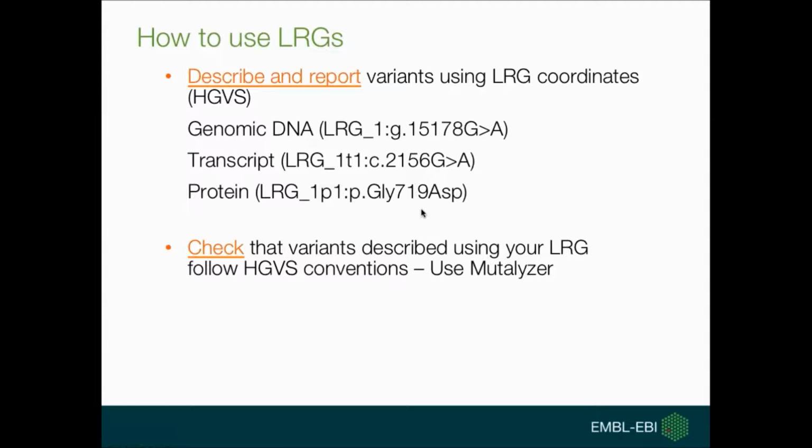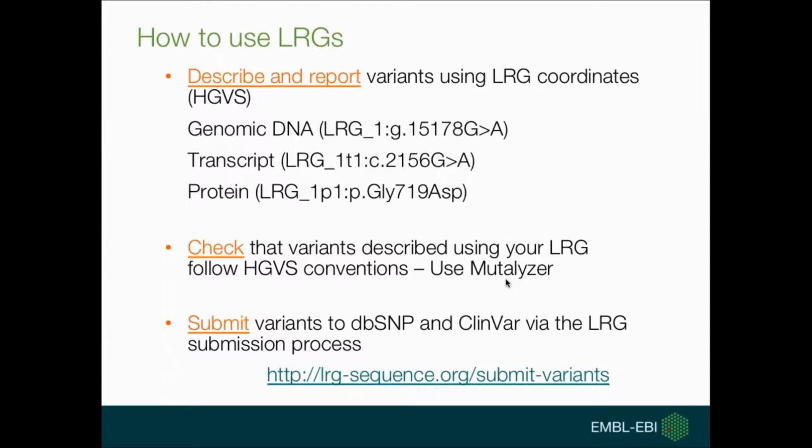Now, it is very important to make sure that once your variant has been described using LRG coordinates, they do follow the HGVS conventions for variant reporting. For this, we recommend that users use the Mutalyzer software, which will tell you if you have made any errors when describing your variants using your LRG record.